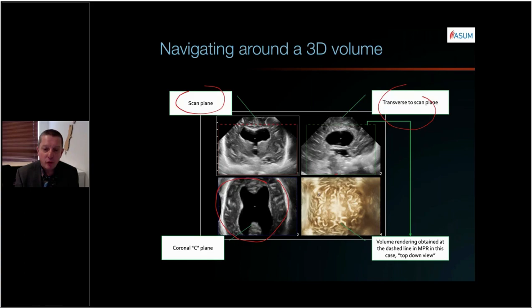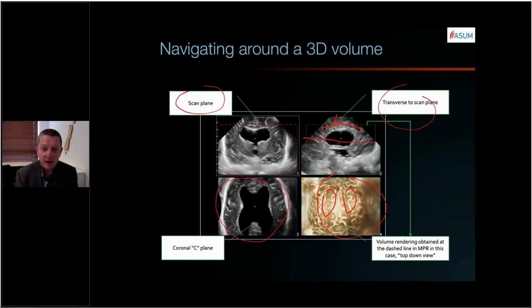And then we have a volume rendered image, and this volume rendered image is obtained, in this case, from a bird's eye view onto the dotted line that you can see in the other scan planes. So right now, because the dotted line is resting outside the ventricular system, we are mostly seeing sulcation and gyration of the brain. However, if we lower the line into the ventricular system, then we would see the dilated ventricles in this case. And so this is generally how you orientate on 3D images.